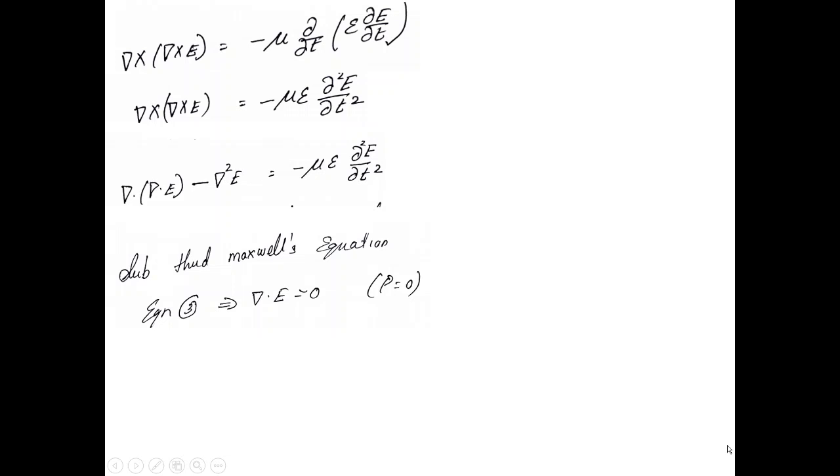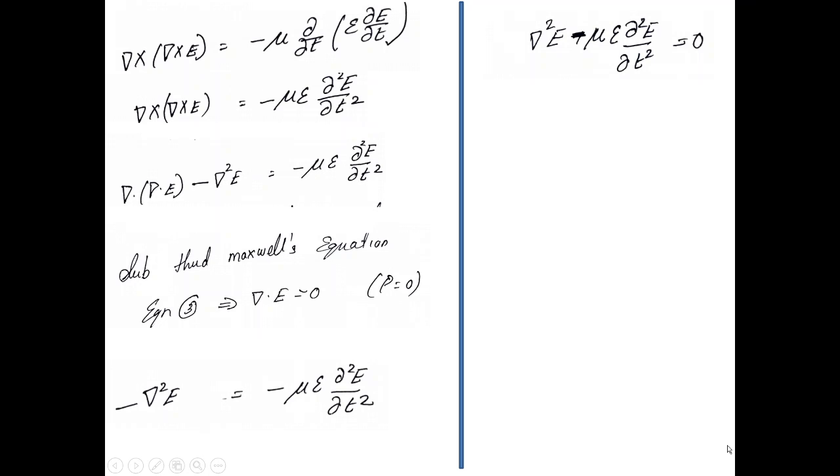So when you substitute the Maxwell's third equation, del dot E is equal to 0, we will get minus del square E. The first term will be 0. So minus del square E is equal to minus mu epsilon dou square E by dou T square. Both the sides have minus, so they cancel each other. So you will get del square E is equal to mu epsilon dou square E by dou T square.